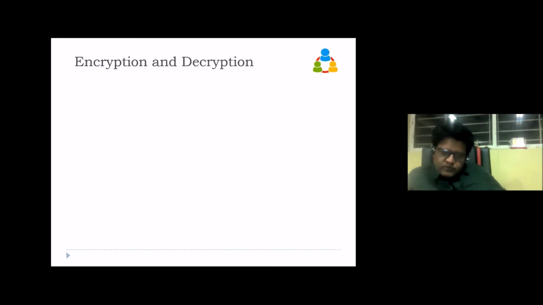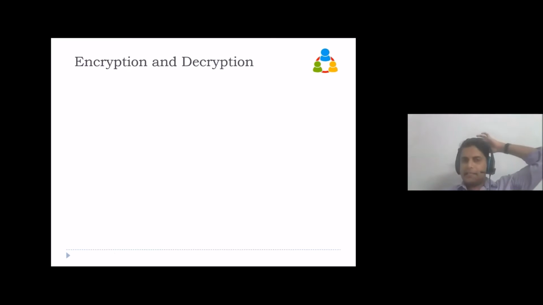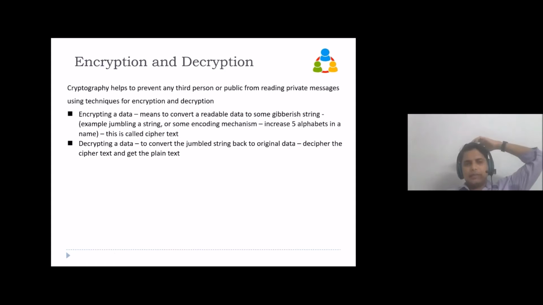Okay. So you have heard of encryption and decryption also, right? Cryptography is a technique by which you can encrypt data during transmission. Okay. There are various mechanisms of encrypting a data. Encrypting means to convert a readable data to some other format, so that any person who is able to read that string in the middle is not able to understand what the actual data is.